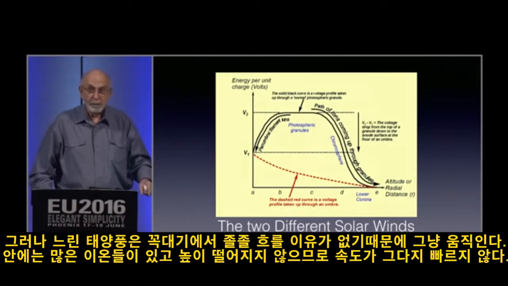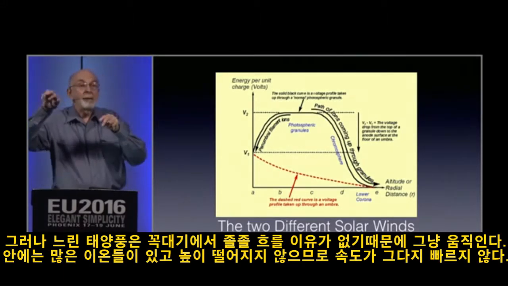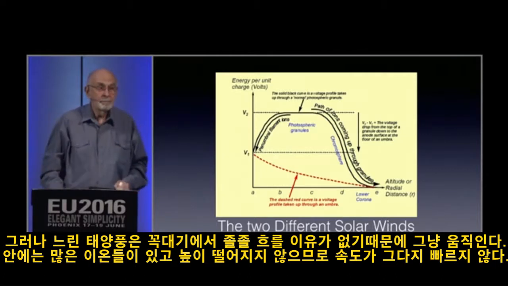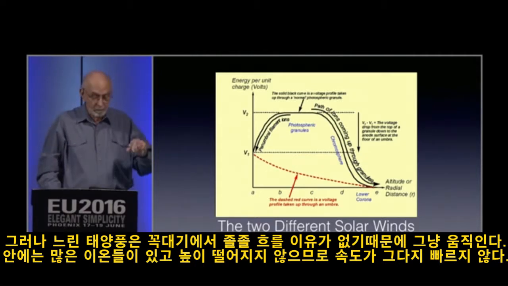The slow solar wind, many more of them, because they don't have to just trickle over the top. They just go. So the slow solar wind has a lot of ions in it, but they're not going as fast because they don't drop as far.